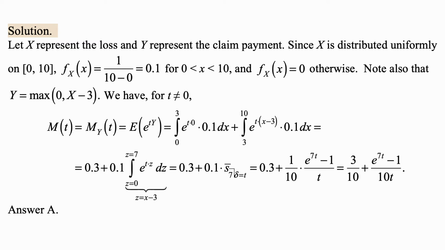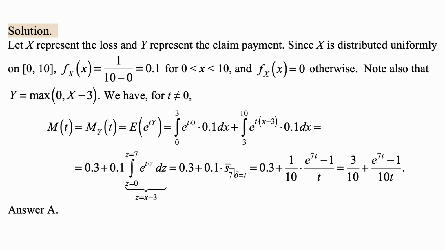Then we have the following. The moment-generating function of Y, in the problem called M of t, I'm just going to write as M sub Y of t because I like writing the subscript representing the random variable there. So it's M sub Y of t. By definition, this is equal to the expected value of e to the tY.